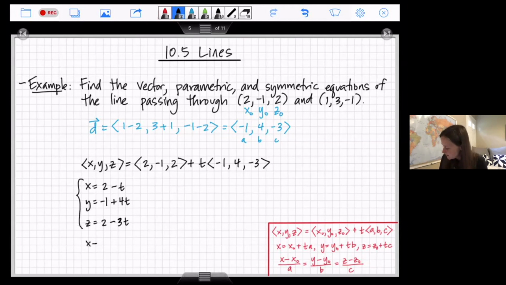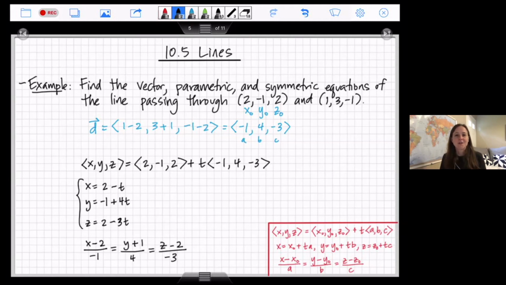And then symmetric equations plugging in, same idea. So we've got x minus x naught over a equals y minus y naught, so minus -1, over b, which was 4, z minus z naught over c, which is -3. And again, I don't like to simplify symmetric equations. I don't like symmetric equations in the first place, but I don't like to simplify them because they leave that direction vector sort of out there for everybody to see.